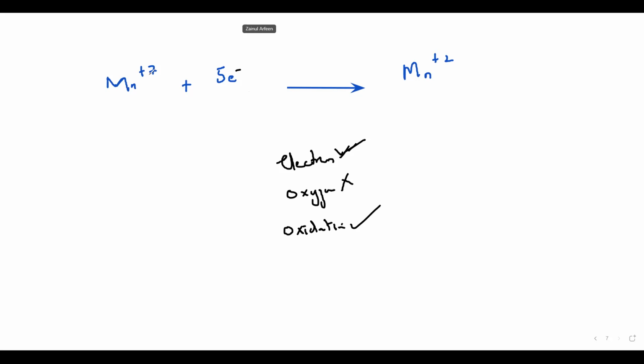So when you check, Mn is plus 7, it gains electrons, or it takes electrons, and it turns into Mn plus 2. So what do we call this change, oxidation or reduction? It's a gain of electrons. Mn plus 7 becomes Mn plus 2. What do we call this change? Oxidation or reduction?